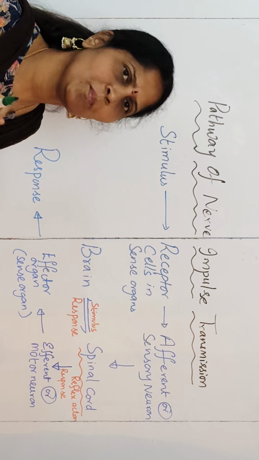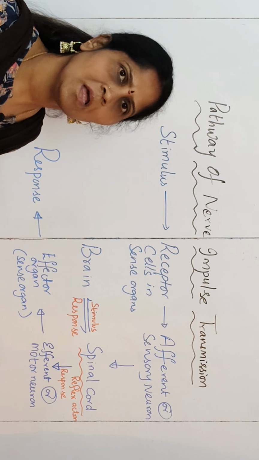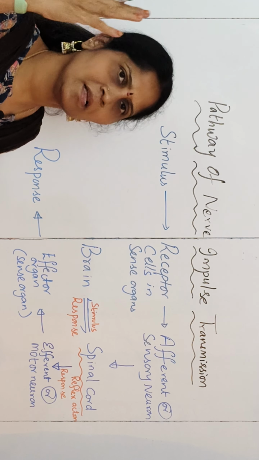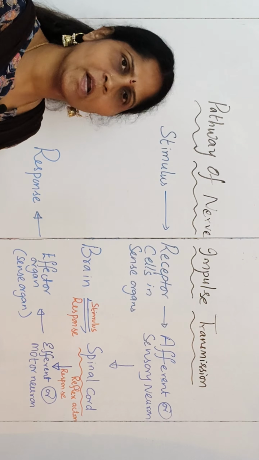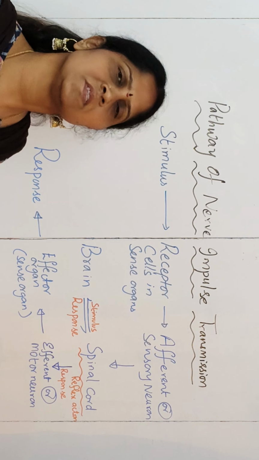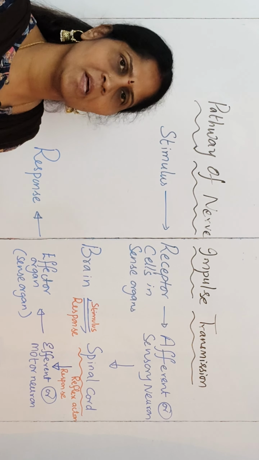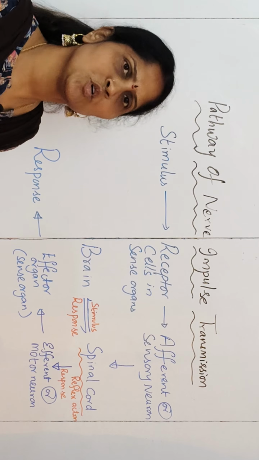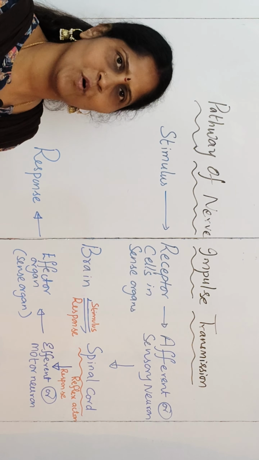Suppose if I touch a hot plate, that is the stimulus. If I see light and close my eyes, then light is the stimulus. So whatever agent is generating a response in me is called the stimulus, and whatever action I show towards the stimulus is called the response.